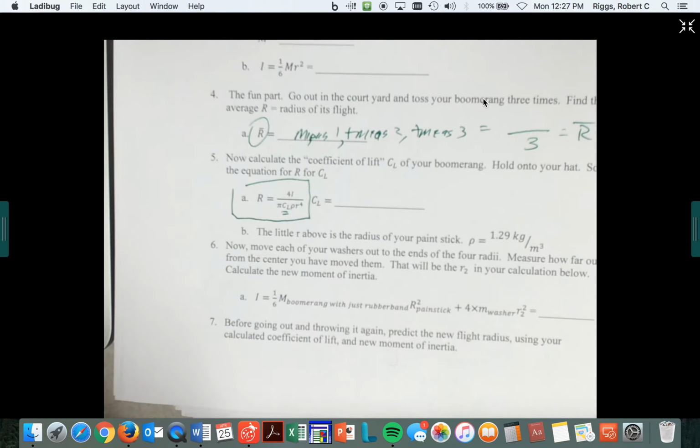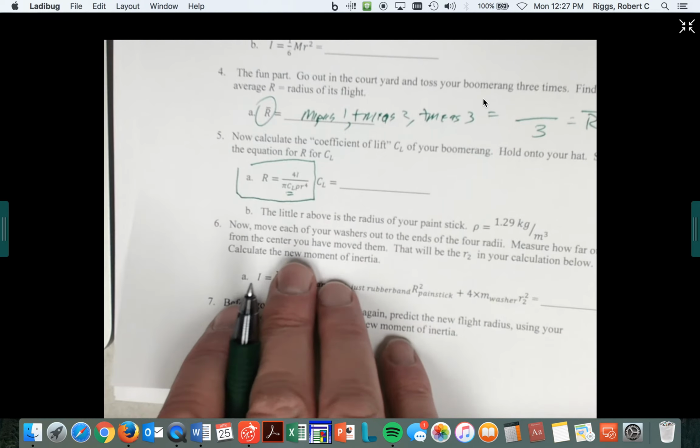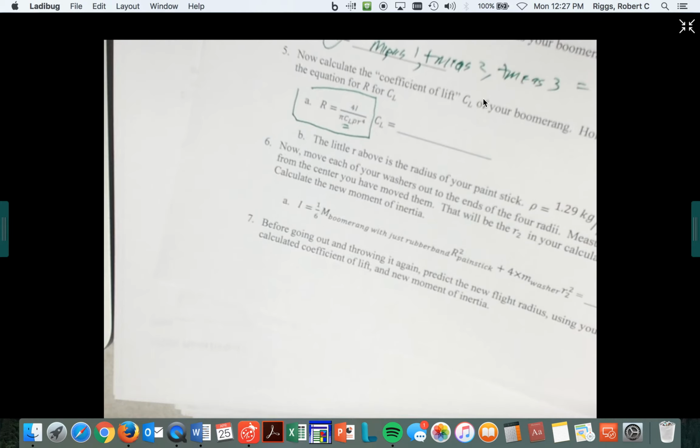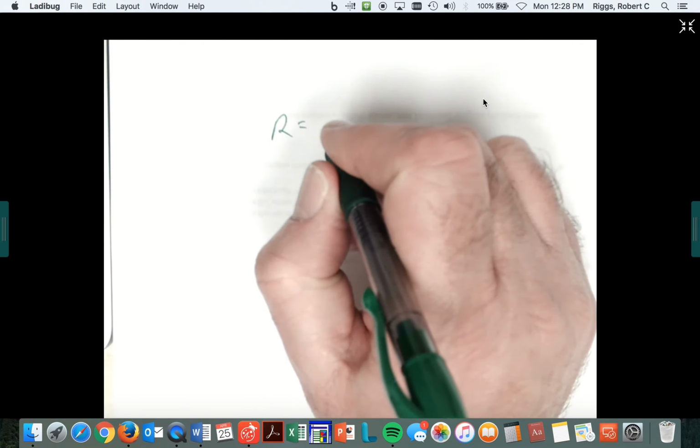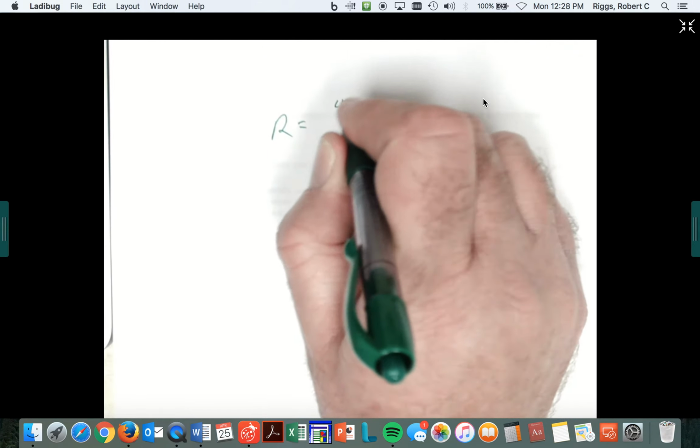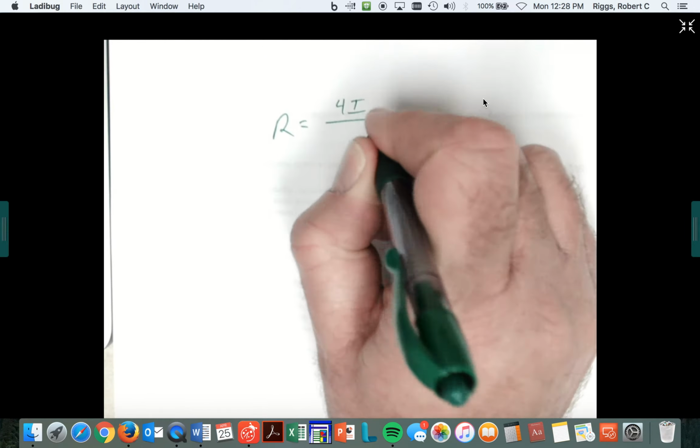As good scientists, we're going to try and figure out what the coefficient of lift is. So what are the elements that we need? Let me write down the equation here. R, and this is the R bar that you got, is equal to 4I divided by pi, because things are going in a circle, can't get rid of pi, CL times the density of air, that little rho is the density of air, times r to the 4th. The little r above is the radius of your paint stick.